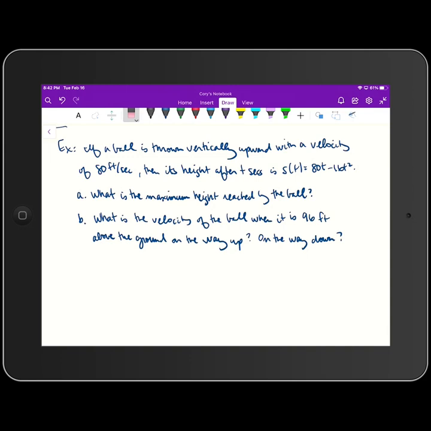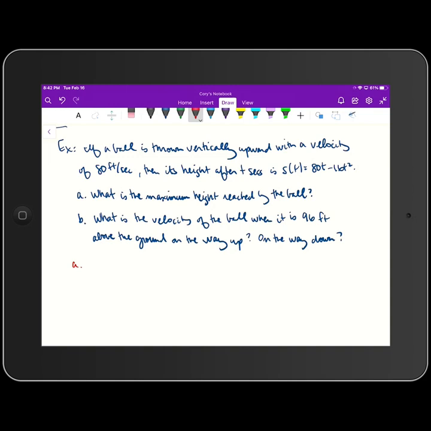Part A asks, what is the maximum height reached by the ball? And part B asks, what is the velocity of the ball when it is 96 feet above the ground on the way up and then on the way down? Okay, so we can do part A here in two ways. The first way is not using calculus at all, and the second way is using calculus.